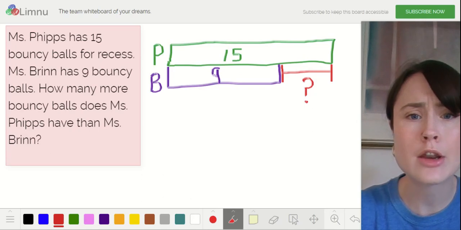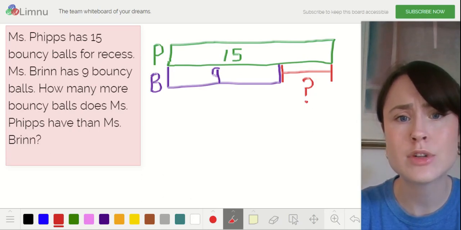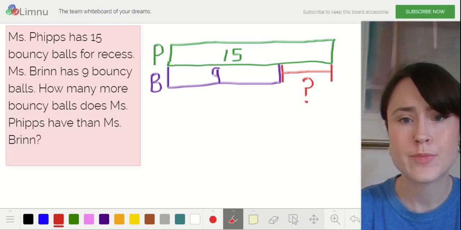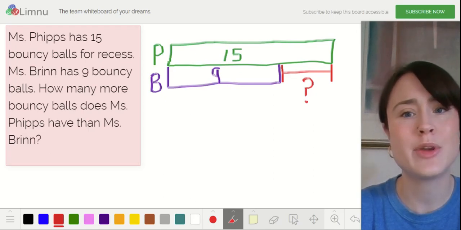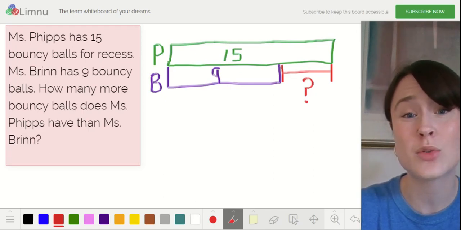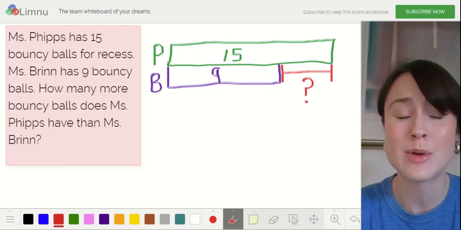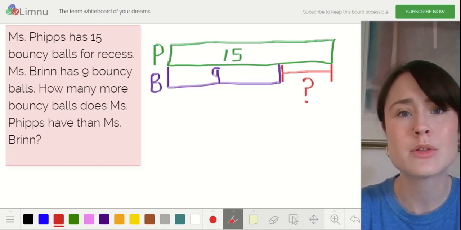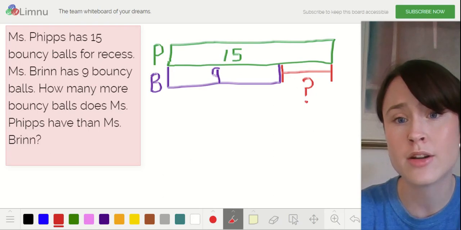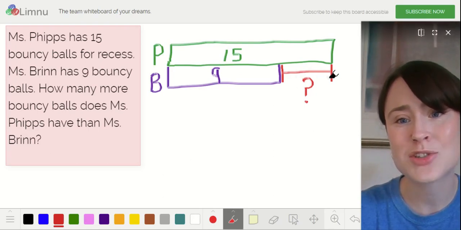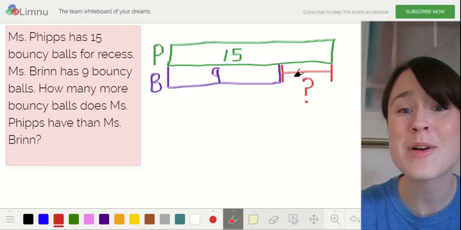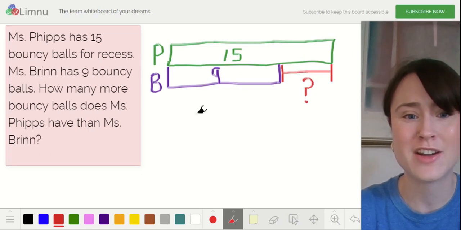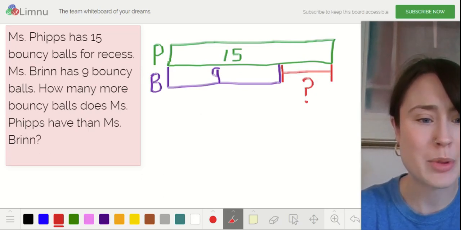So look at this barn model. What are the parts and what's the total? Yeah, that's right. 15 is the biggest number here, so that's actually the total because Miss Phipps had the most bouncy balls. And Miss Bryn's number was smaller, so her number is a part. And then this part that's extra or different, how many more Miss Phipps has, is the other part. So I'm going to use purple here.